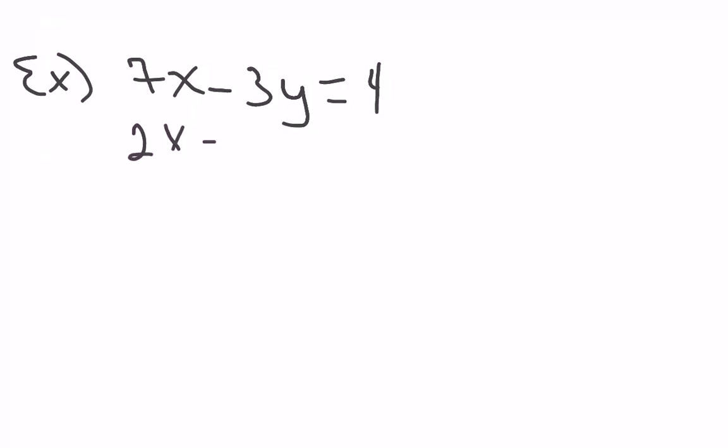So we want to find the solution. So here's our system: 7x minus 3y equals 4, and then 2x minus 4y equals 1. So the goal is we want to add them in such a way that when I add them, one of the variables is 0.